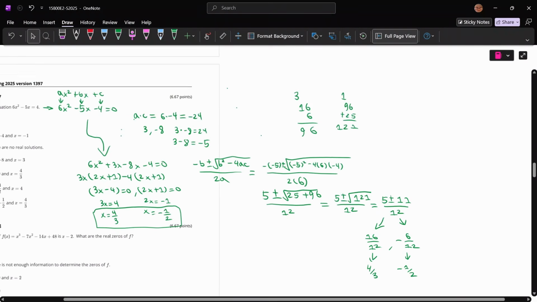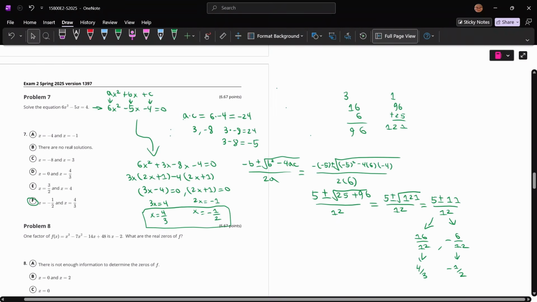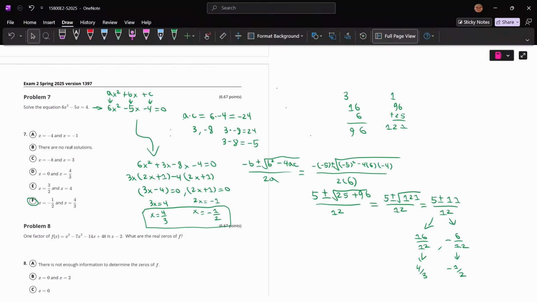So honestly, personally, I would much prefer to solve this by grouping, because you could just plug stuff into the quadratic formula, but the math was a little bit intense, and then you'd also have to memorize your common roots, so memorizing that the square root of 121 is 11. So yeah, either approach works, but you can see how you get the same answer regardless of which approach you take. So the answer would be F.